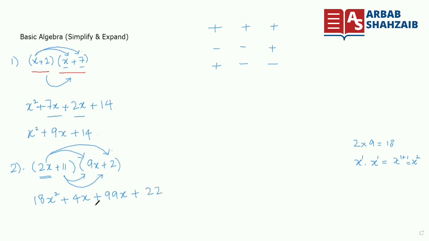Now we need to understand how we can simplify this expression. Here we have x squared, and here there is a simple constant number. So these can't be added. So what will we do? Here we have x, and here we have x. So 18x squared plus 4x plus 99x is 103x plus 22. So this is the answer.